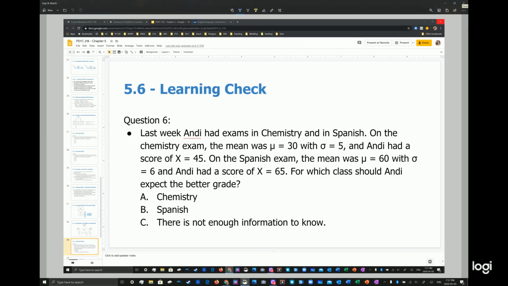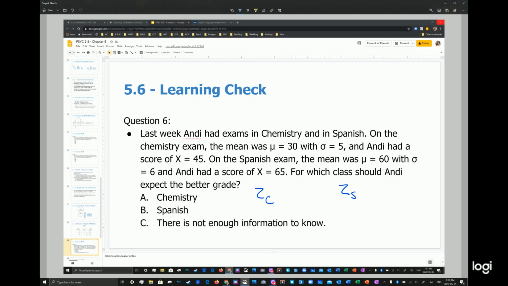Again, you'll want z-scores for this, so you want to find out where Andy is in relation to the class for both of these tests. So I'm going to label the z-score for chemistry as ZC and the z-score for Spanish as ZS. Again, I can use the same subscript here for the values that we have, be it x, mu, and sigma. Okay, let's plug the values in.